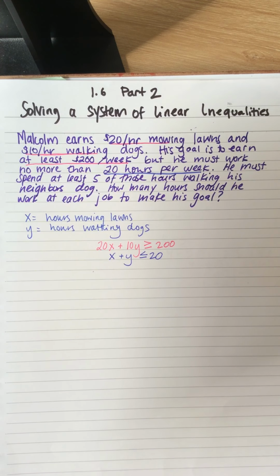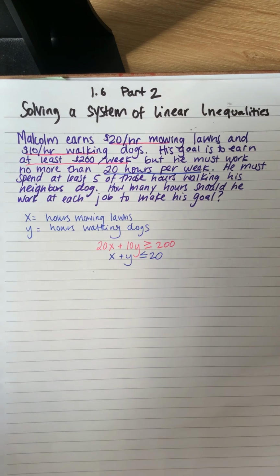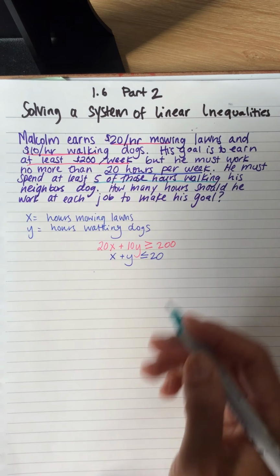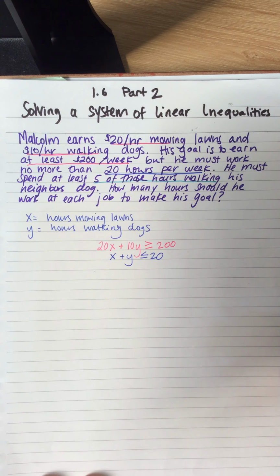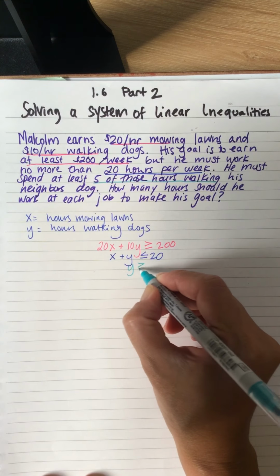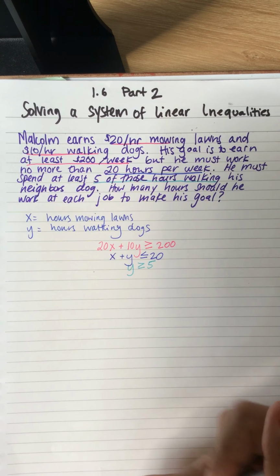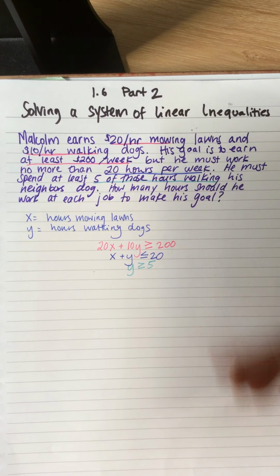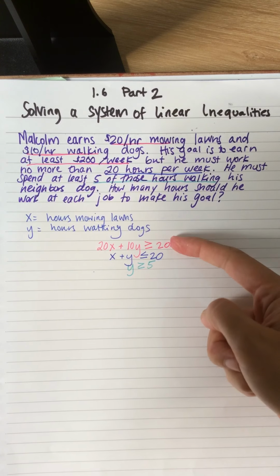And then finally we have this third constraint up here, which is that 5 of his hours have to be walking his neighbor's dog. So let me underline that. So he must spend at least 5 hours walking a dog. The value for Y has to be greater than or equal to 5, because it's 5 hours walking his neighbor's dog plus another dog, right? So those are our 3 inequalities.